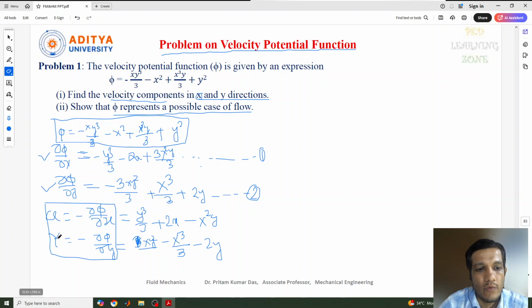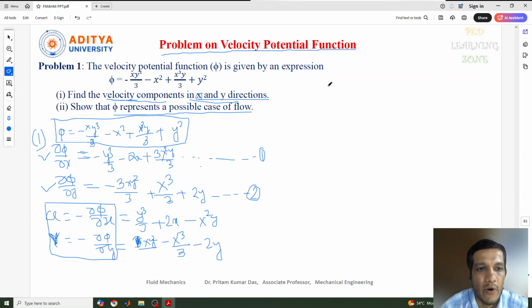U in the x direction, v in the y direction. This is v actually, this is not y, because we need to find out the velocities u and v in the x and y direction. Velocity component in the x and y direction. So this is the first point. So first point we have completed.